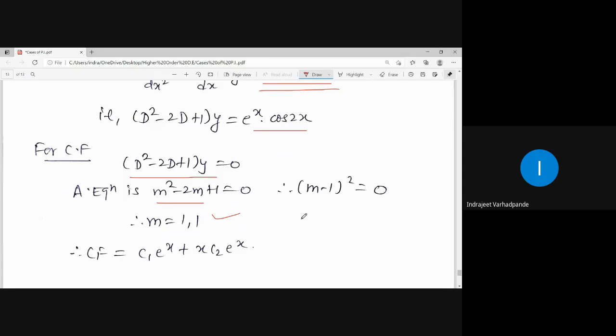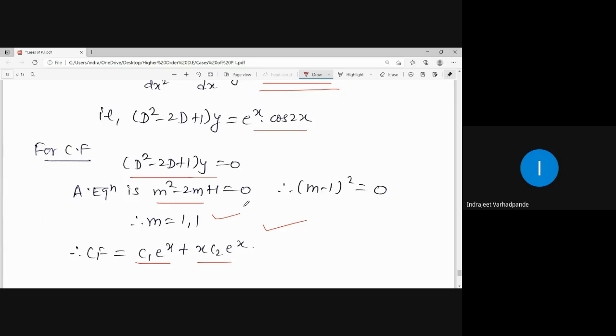Whenever the roots are real and equal, we write down the complementary function as c1 e to the power mx plus x into c2 e to the power mx. Here roots are 1 comma 1, so c1 e to the power x plus x into c2 e to the power x. So that is how we will be simplifying and getting the answer. Clear? Finished up to this, everybody?